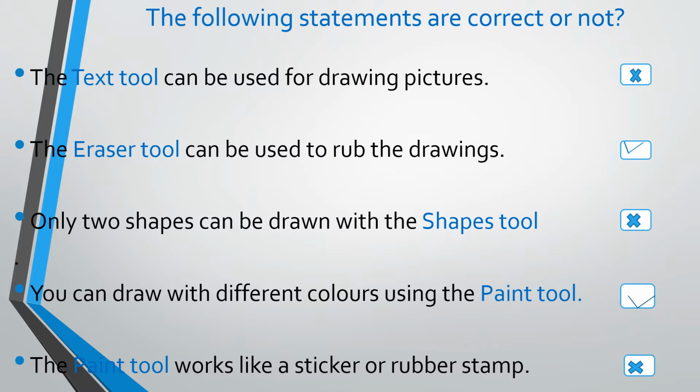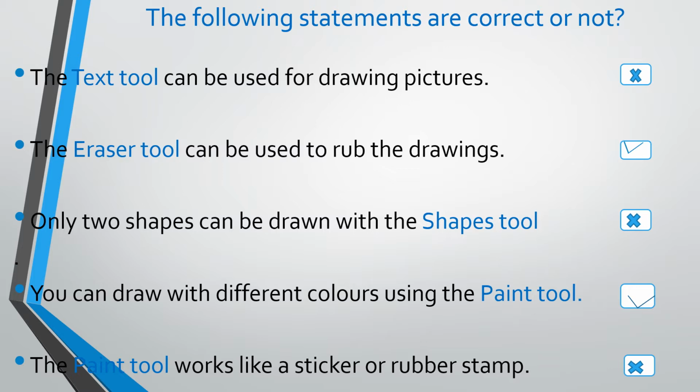Now we will do the statements. You have to tell me whether these statements are correct or not. First one is the text tool can be used for drawing pictures. Is it true? No, it's not correct. So put a cross in front of this sentence.